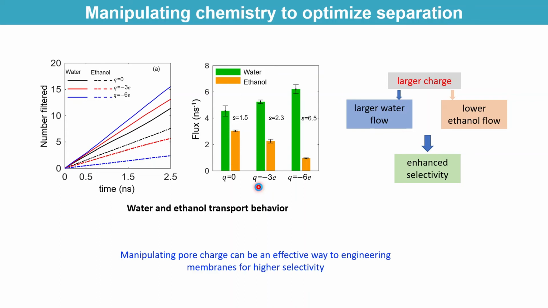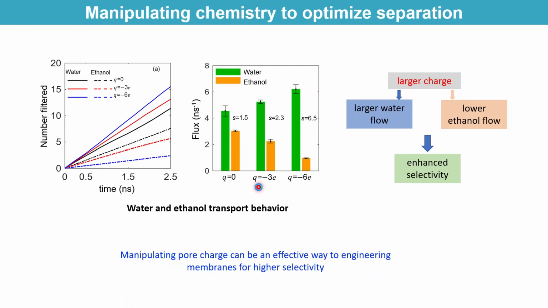So what this tells us is that it's possible, by manipulating the chemistry of the edge of the pore through functionalization and deprotonization, to actually engineer a pore or a membrane with higher selectivity. And this is one of the fundamental issues that sometimes people have to deal with in fluid dynamics as well. So now the question is how or why this works.